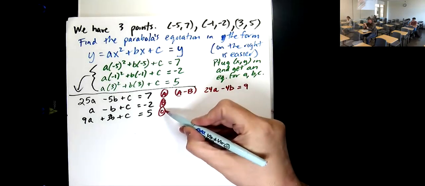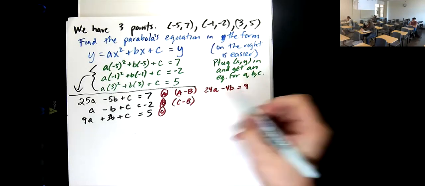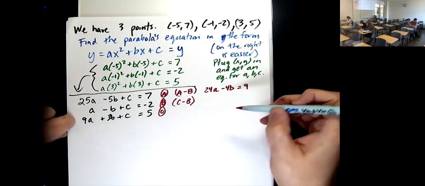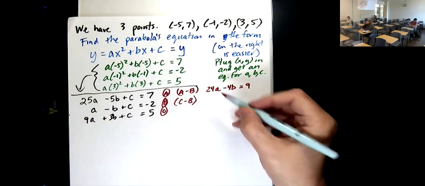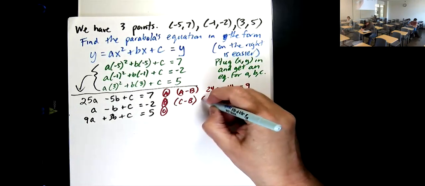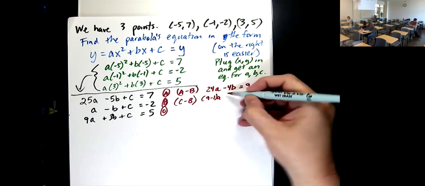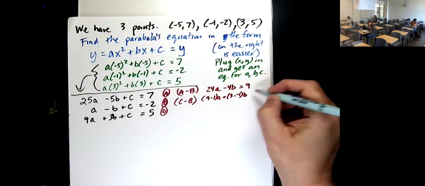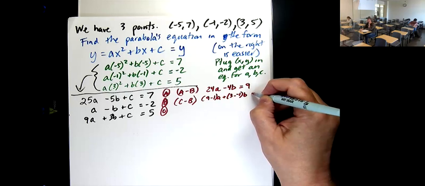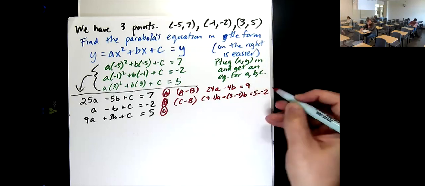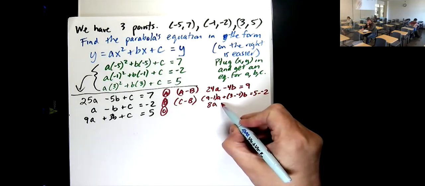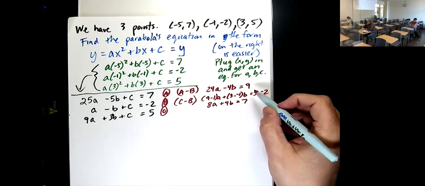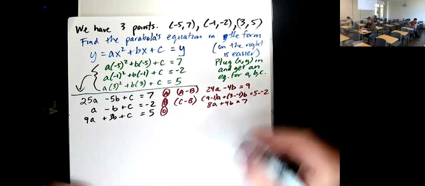I'm going to do the same thing. I'm going to do C minus B. So if it helps, do this. We're going to have 9 minus 1A plus 3 minus -1B. And we already know the C's go away. And 5 minus -2. This is 8A plus 4B equals 7. And I'm going to call that D and E.